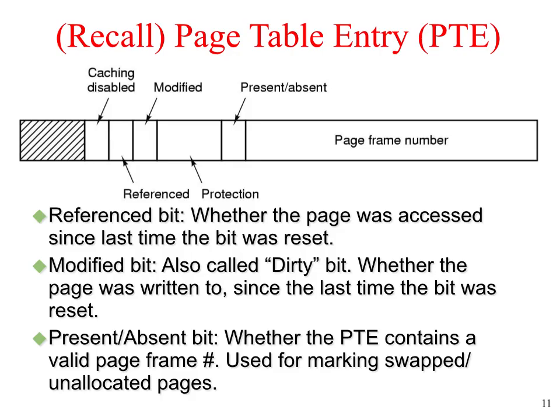Before we move on to other algorithms that approximate LRU, let's just recall what a page table entry looks like. In this picture, this is a typical page table entry that we had discussed earlier. There is the page frame number and the present absent bit, the protection bits. In addition, there are two specific bits we are interested in, the referenced and the modified bit. The referenced bit is a single bit which is set whenever a page is accessed by any part of the software. So whether there is a read access or a write access to a page, the reference bit in the corresponding page table entry is set.